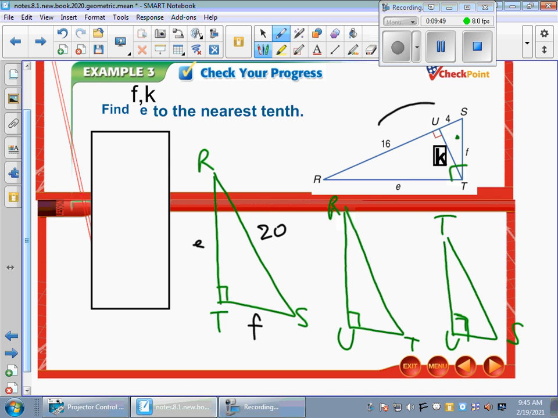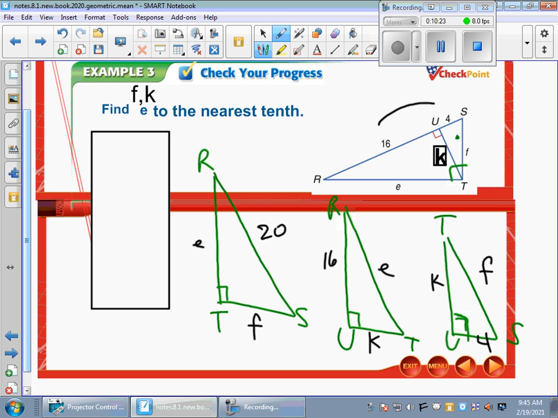In the medium-sized triangle, we have the 16 is right here. We have a K, which is down below right here. And we have the E, which is opposite the 90 degrees, so the hypotenuse. Then we look at the bottom triangle here, and again, this isn't easy. Try to rearrange your paper, rewrite your paper, do what you got to do. The K is here, 4 is down below, and F is the hypotenuse.